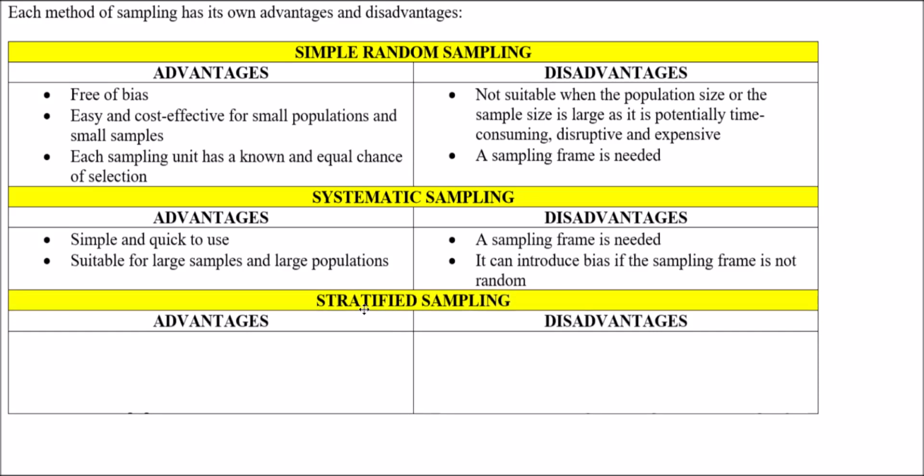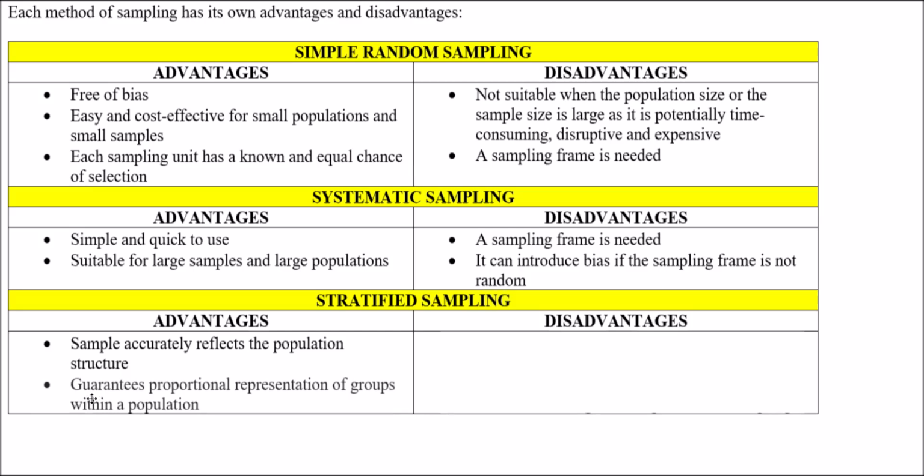Finally, stratified sampling. Advantages of this one: the sample accurately reflects the population structure because it puts it into strata, into layers, and makes sure we're picking the same proportion of layers in the population as what we want in our sample. In other words, it guarantees proportional representation of groups within the overlying population.